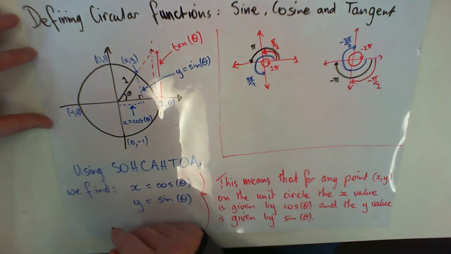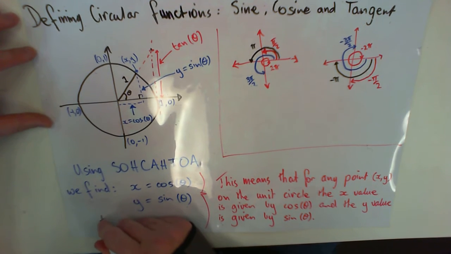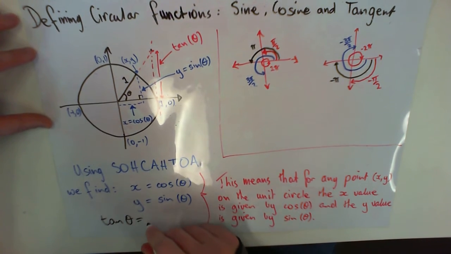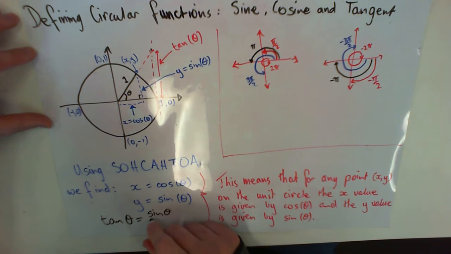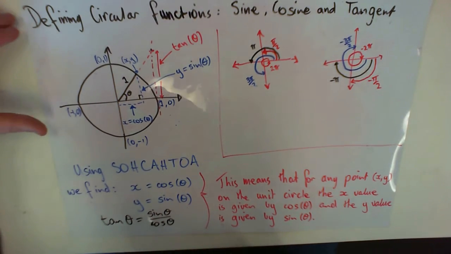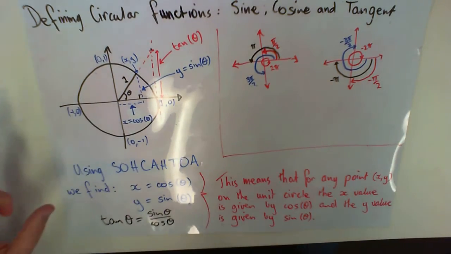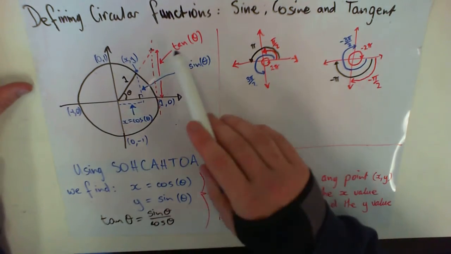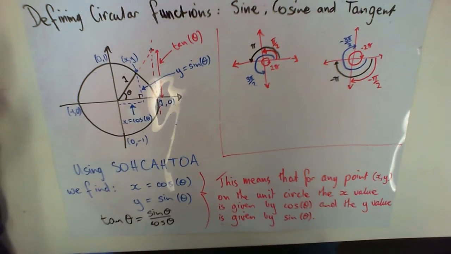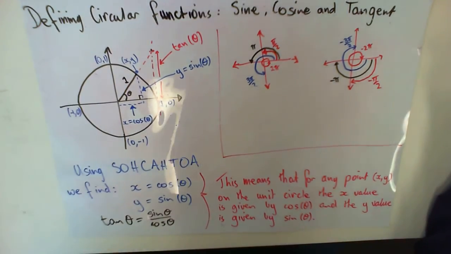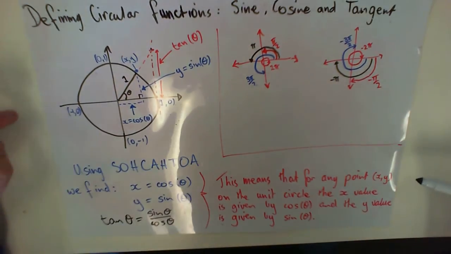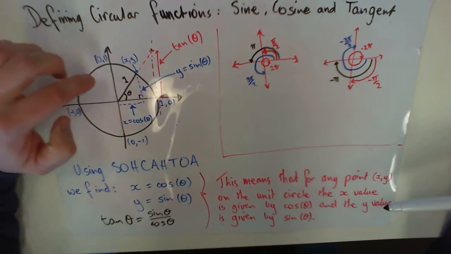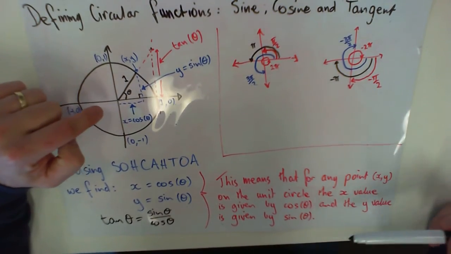What we find is that tan theta is actually equal to sine theta on cos theta. Really important identity, one of the first that we come across. So tan theta is actually equal to sine theta on cos theta. And we'll see why. You may have seen graphs of sine, cos, and tan before, and we'll see a little bit later on why tan theta looks so much different, and why there are some points where it's actually not defined. So this means that for any point (x, y) on the unit circle, the x value is given by cos theta and the y value is given by sine theta.